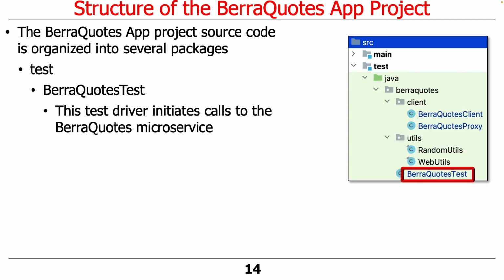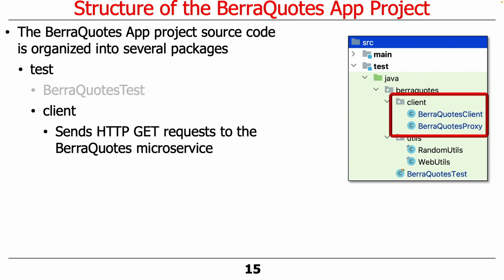We also have a test, and there's all kinds of different ways of doing tests. One nice thing about Spring is that they have a testing framework. So if you have a microservice, you can then associate a test at the same level in the project, or the module as it's called. And down here we have the BerraQuotes test driver, which initiates calls to the BerraQuotes microservice running in the server process. And we have this client directory, which essentially has ways of sending these requests using a proxy.